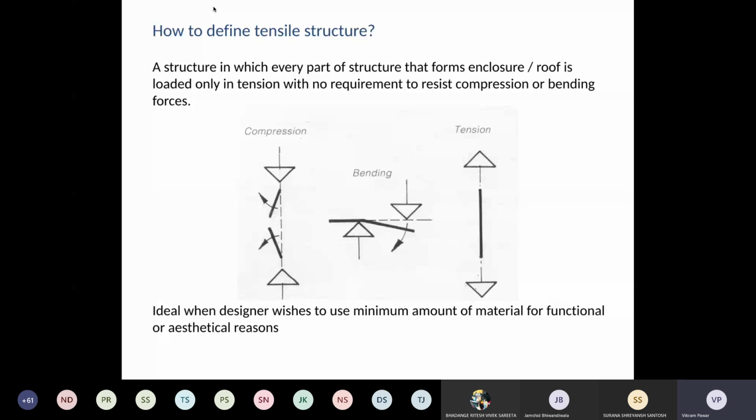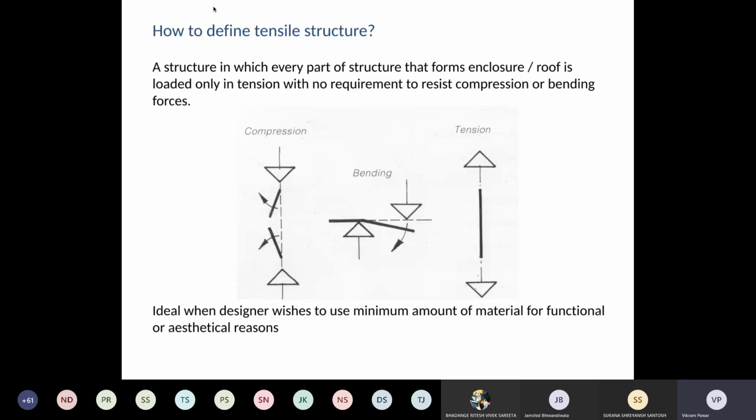Okay. So a tensile structure is a structure in which every part of the structure that forms enclosure or roof is loaded only in tension, with no requirement to resist compression or bending forces. It is very ideal when the designer wishes to use a minimum amount of materials for functional or aesthetic reasons.